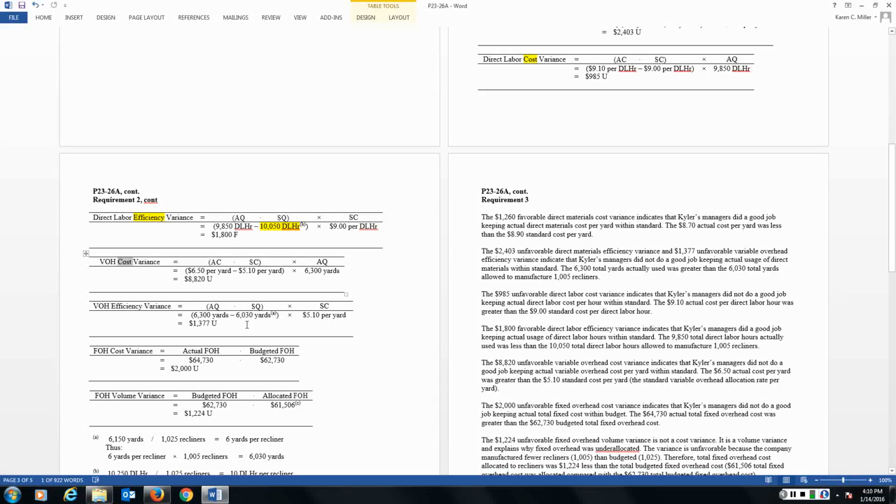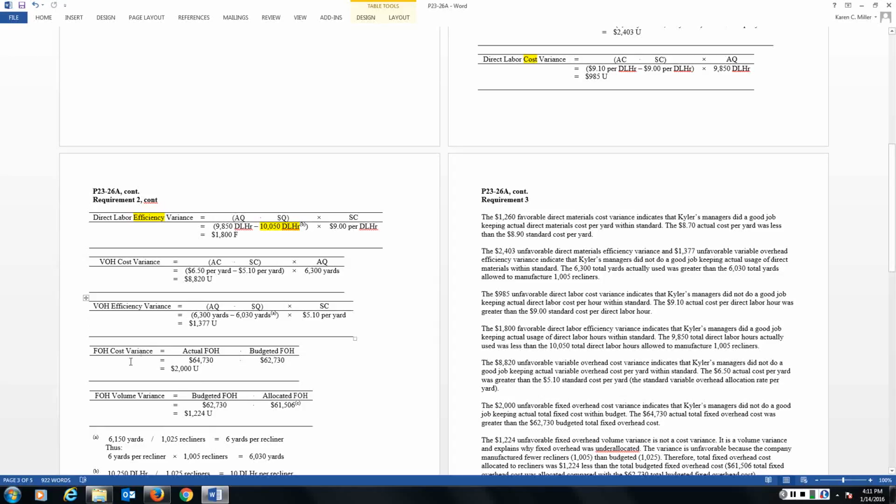Efficiency-wise, we had estimated that we should use 6,030 yards when we actually used 6,300. So we have two unfavorable variances in variable overhead. And so this is where we have to determine, with two unfavorable variances in cost and efficiency for variable overhead, is this within the parameters that we're comfortable with, or do we need to go back and reassess our overhead application rate to see if it is accurate for the processes that we are incurring?